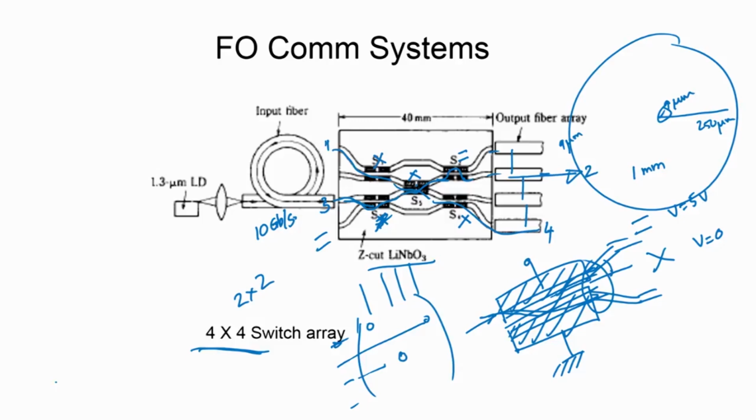Functionally, it is possible by using the electro-optic effect to achieve a 4 by 4 switch array. Just to mention, there are many other ways that switching and routing of signals is done in optical communication systems without converting to the electrical domain. For example, MEMS, which we will see in one of the next classes in future. So, I will go to the next application.